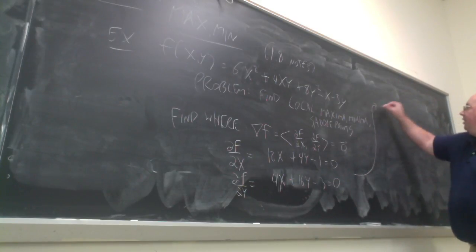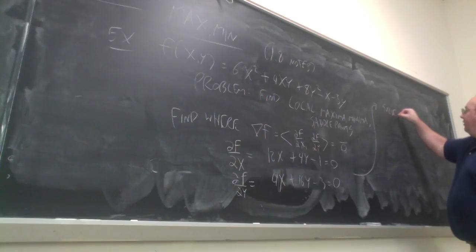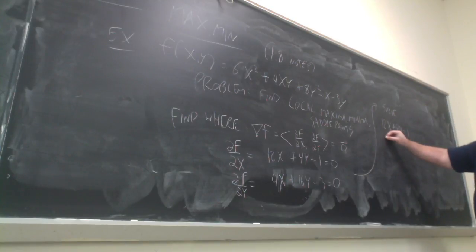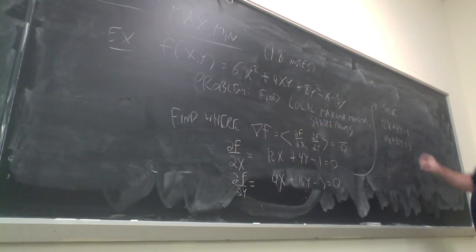So if I write it this way, 12x plus 4y is equal to 1, 4x plus 16y is equal to 3. So this is the sort of thing you've had to do, well, it certainly comes up in linear algebra class, but also lower level math, to solve systems of a small number of linear equations. How do you go about solving this kind of system?